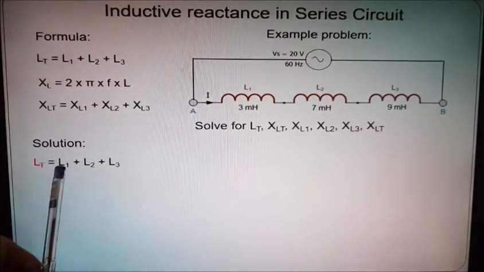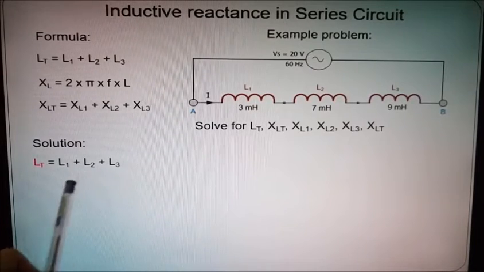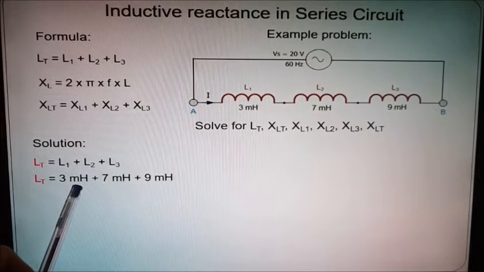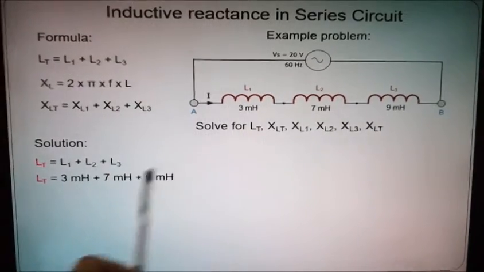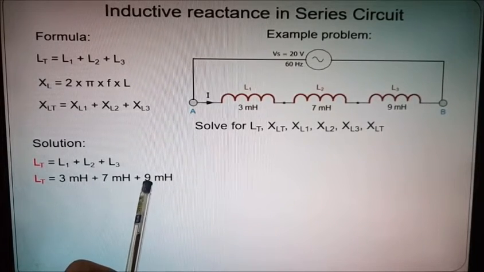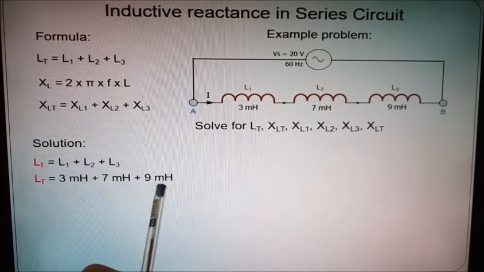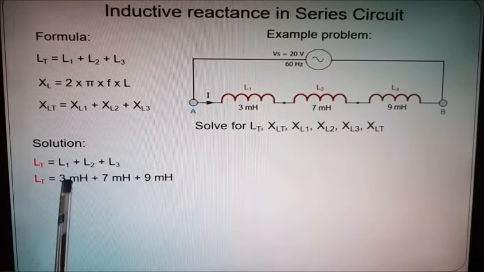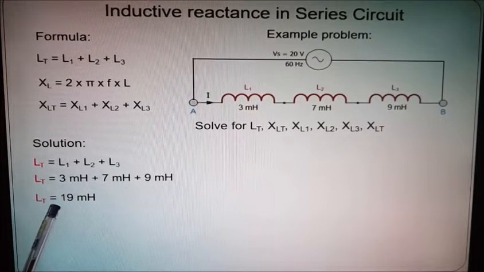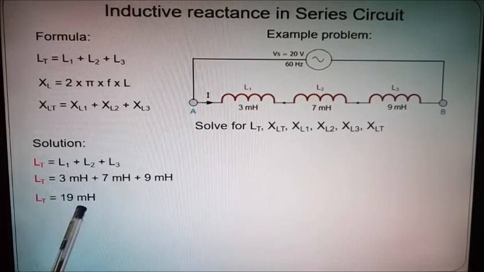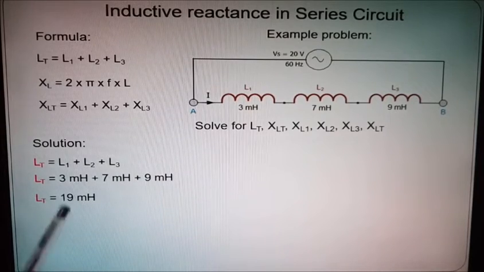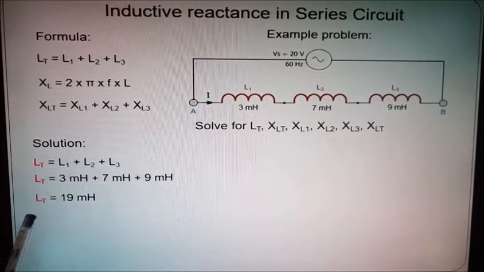We will substitute the values of L1, L2, and L3. LT is equal to 3 millihenry plus 7 millihenry plus 9 millihenry. You just add all these three numbers, so your total inductance is equal to 19 millihenry. Then we are going to solve for the XLT.